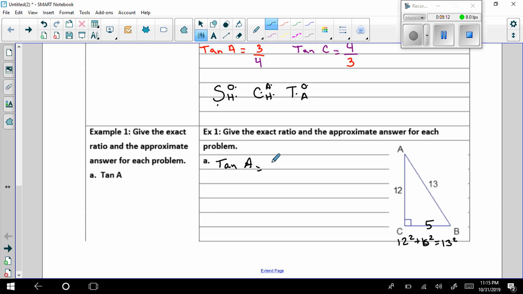Well, tangent of angle A is opposite over adjacent. Angle A is our angle of interest. Opposite to angle A is 5. Adjacent to angle A is 12. So 5 over 12, which is the exact ratio. Your approximation, you would just go ahead and divide that. So 5 divided by 12 is approximately 0.42. All right, so this symbol means approximate.